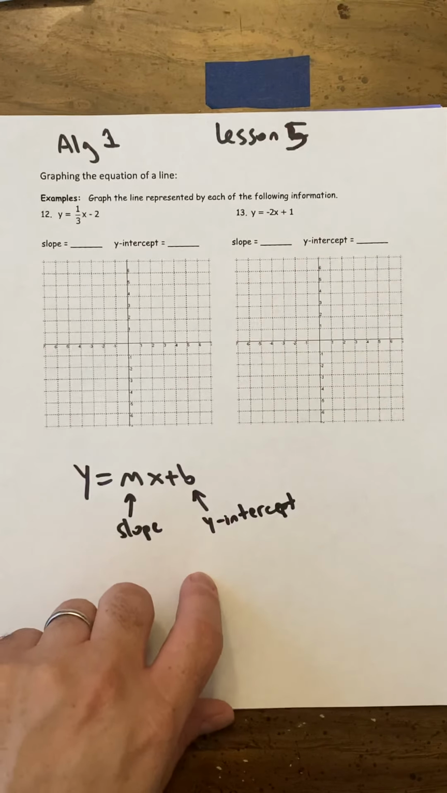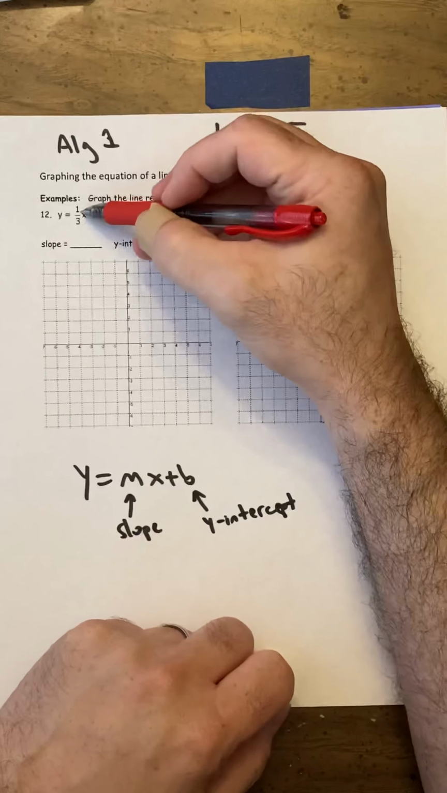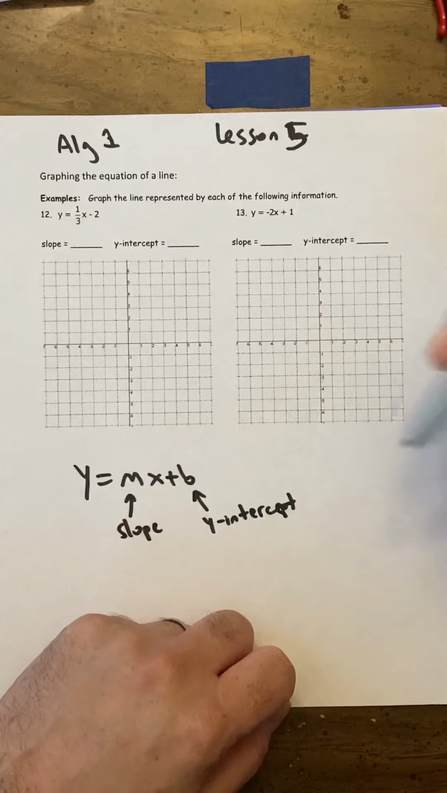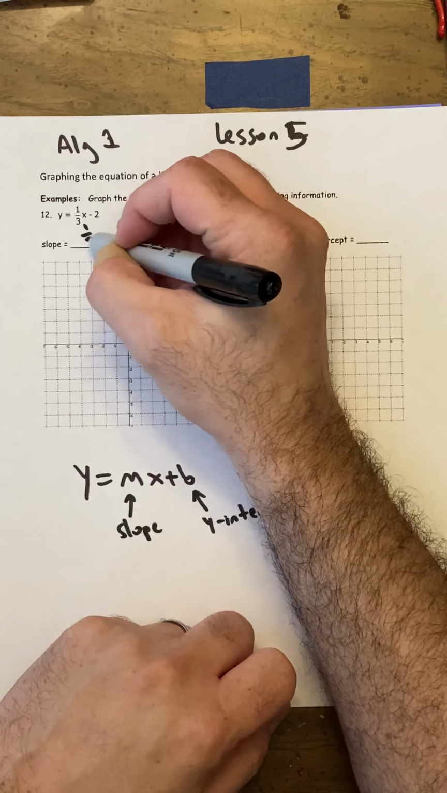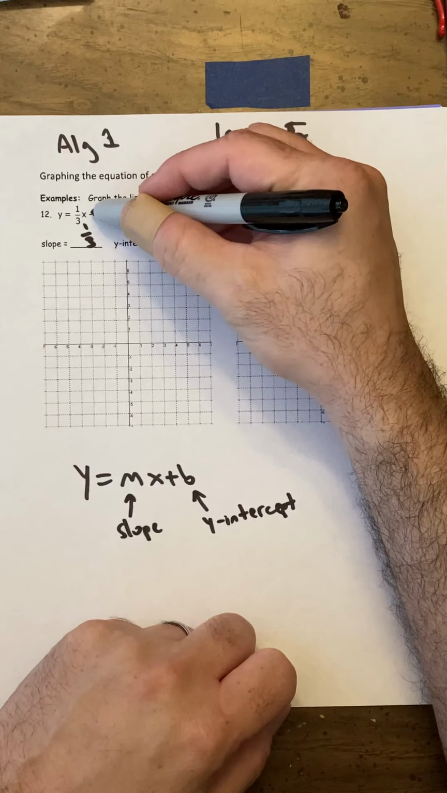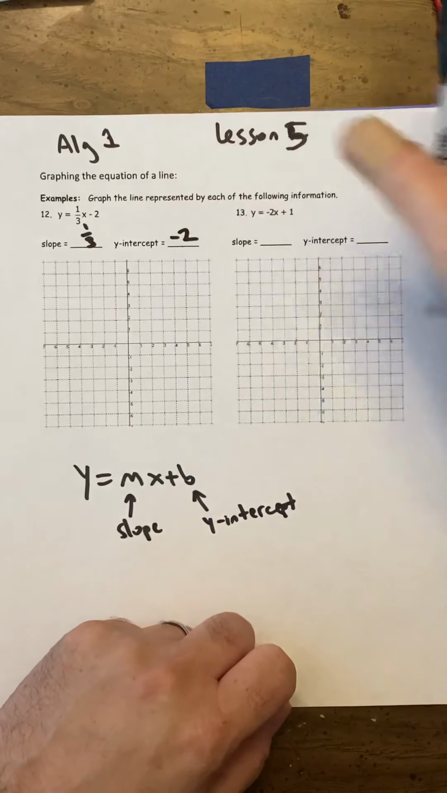So if we take a look at this equation, the slope is the number in front of the x, the coefficient of x, and that number is 1/3. And the y-intercept is that last number, including the sign, which is a negative, -2.